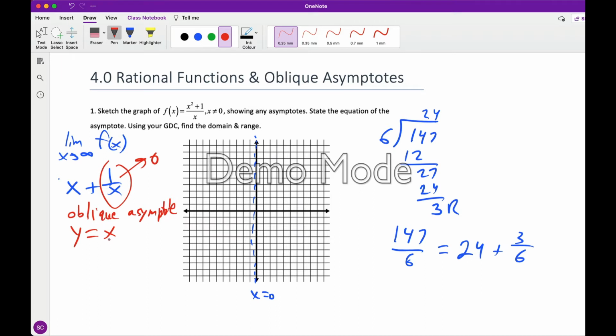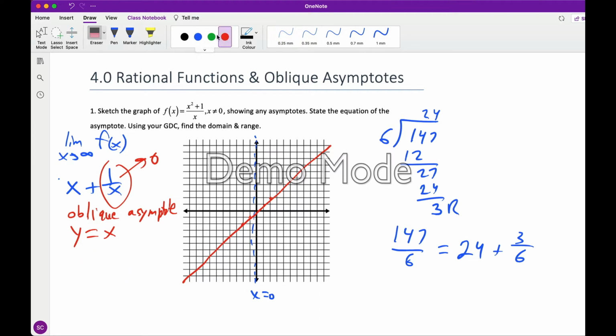That means as x goes to infinity, we get closer and closer to the line y equals x, which I'll just draw here. We get the x-intercepts and y-intercepts here, and then we graph it. The y-intercept doesn't exist, because if you plug in x equals 0, we get undefined. So the x-intercept is 0 equals x squared plus 1, which also doesn't exist.